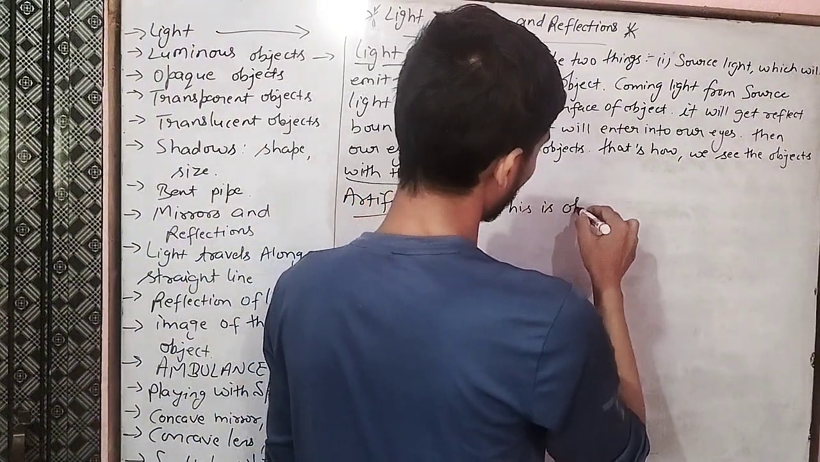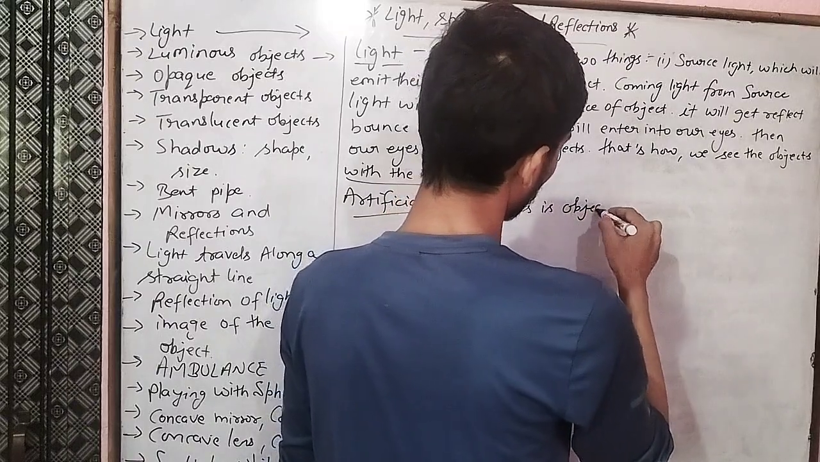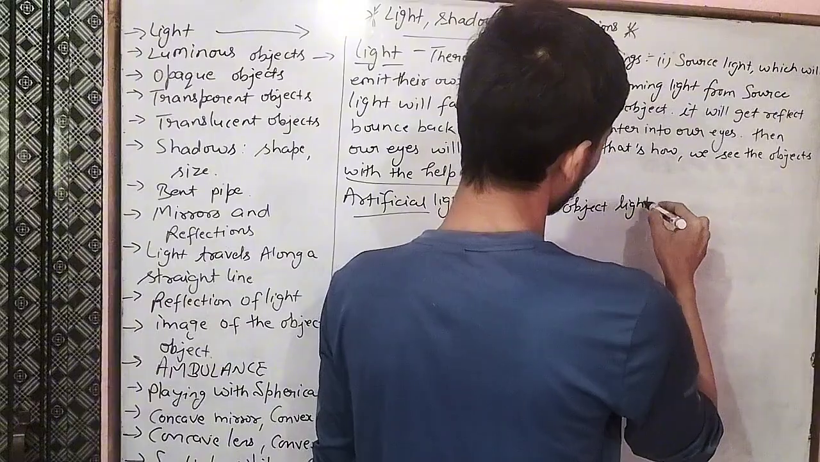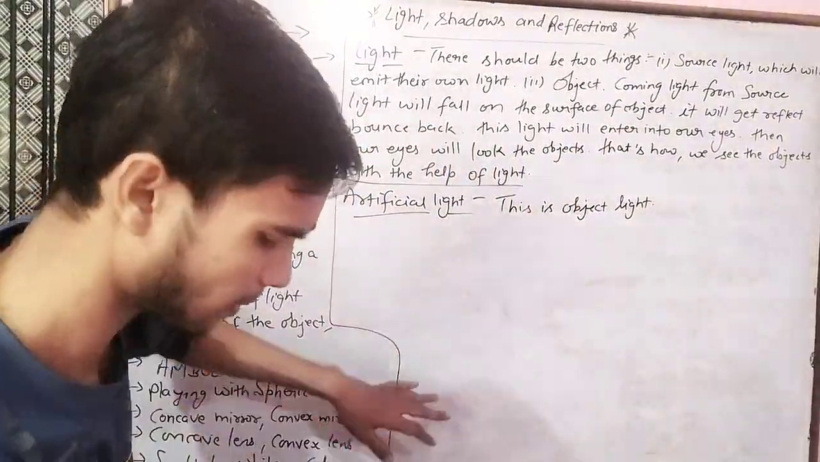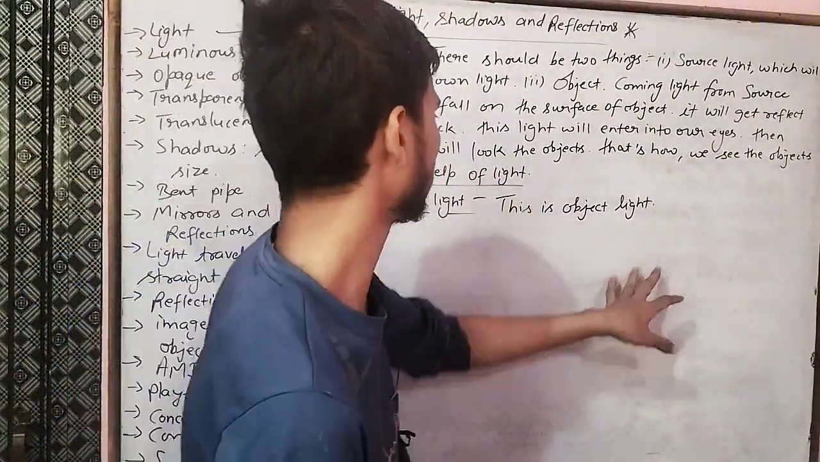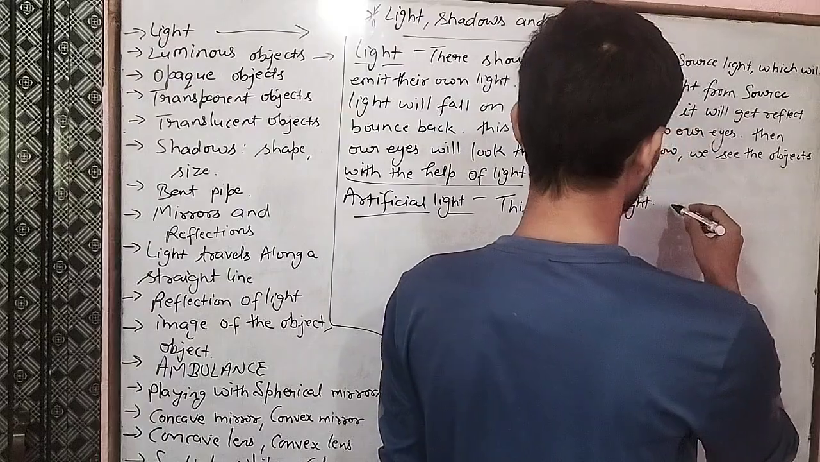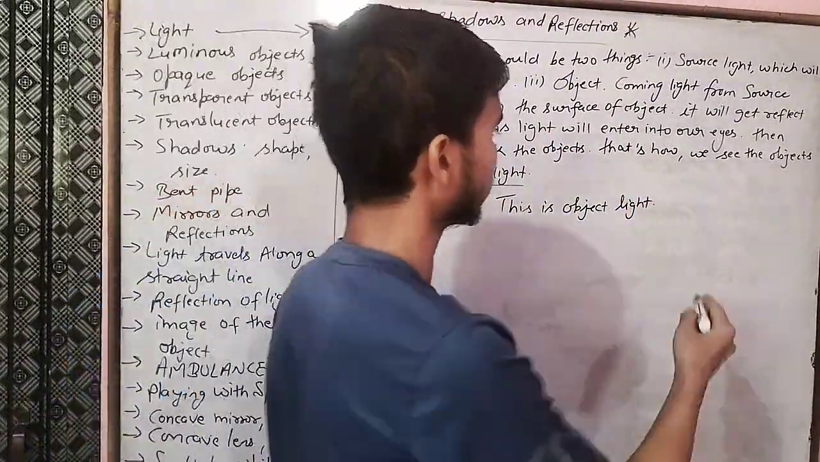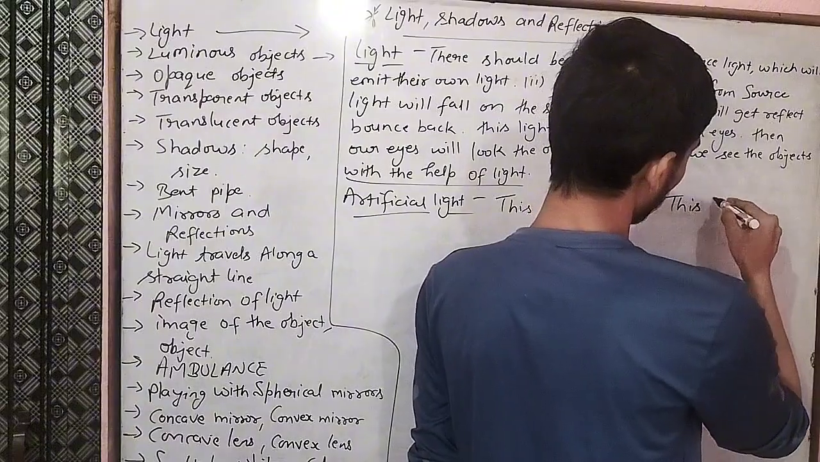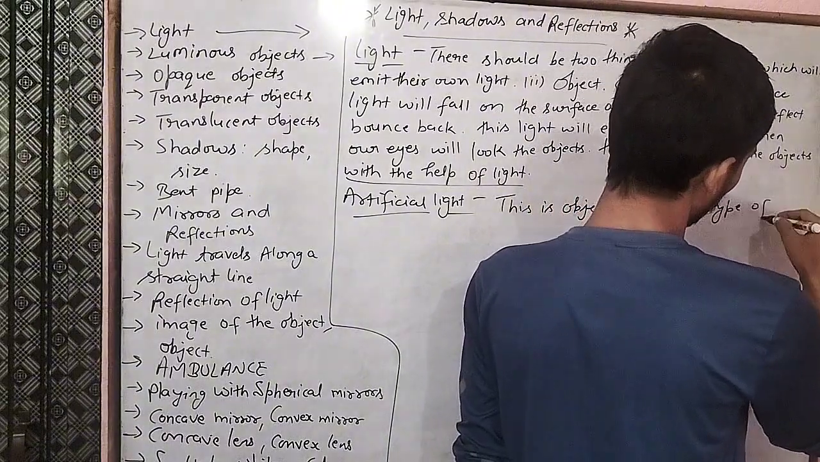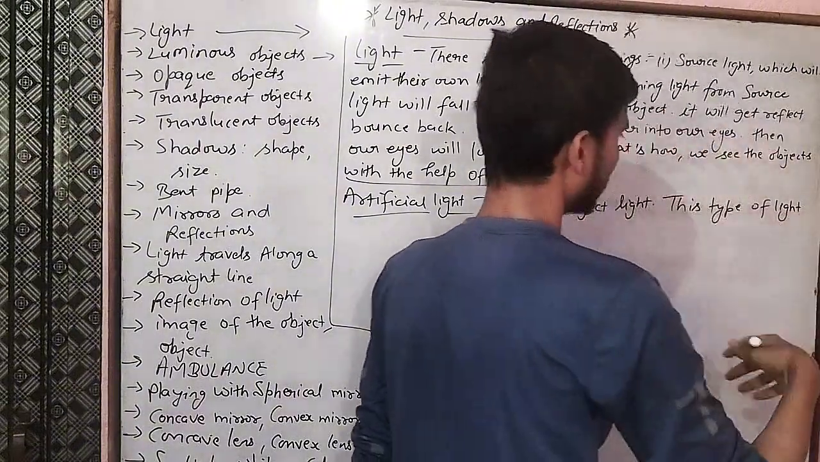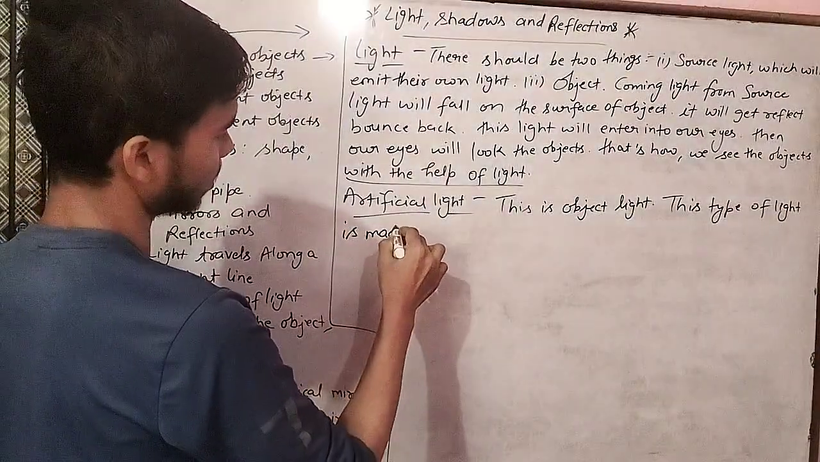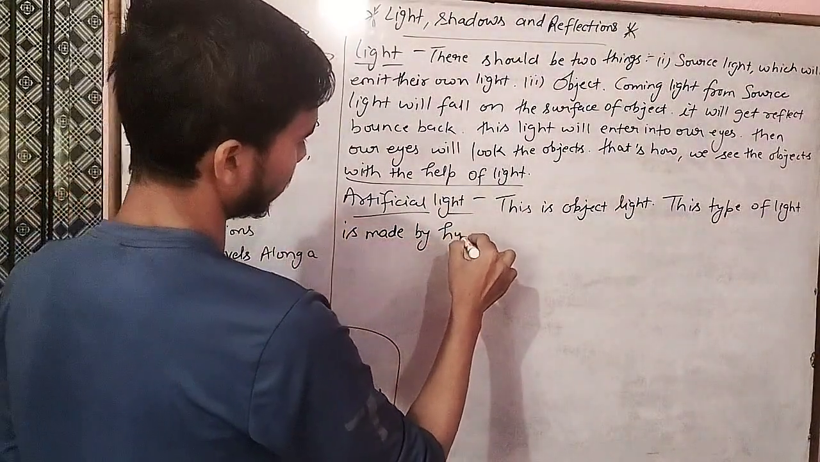This is object light. This is object light. Clear? This is object light. So this type of light is made by human.